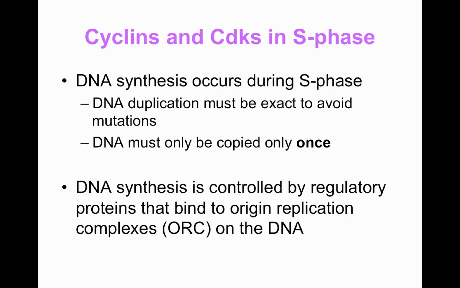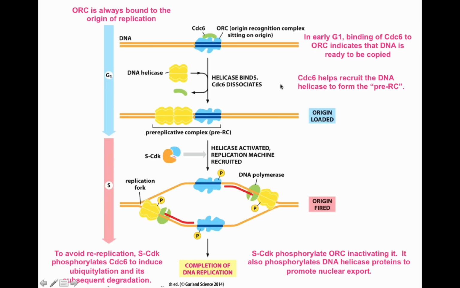So that is going to be controlled, as you know, by proteins binding to the origin of replication. In the chromosome, the origin of replication is the DNA area where the replication will be initiated. That is bound by an origin recognition complex in the DNA. This image shows you the process that is going to happen during the transition between G1 and S phase.